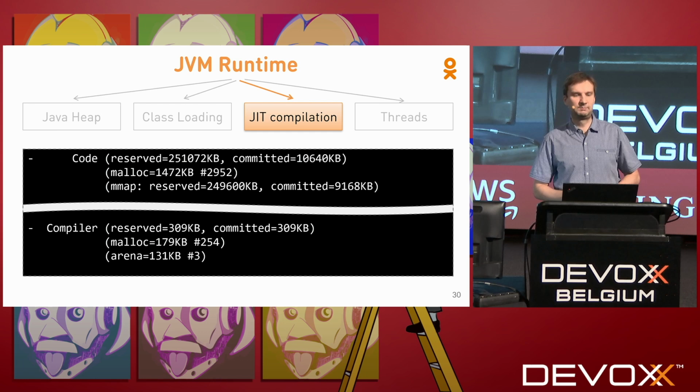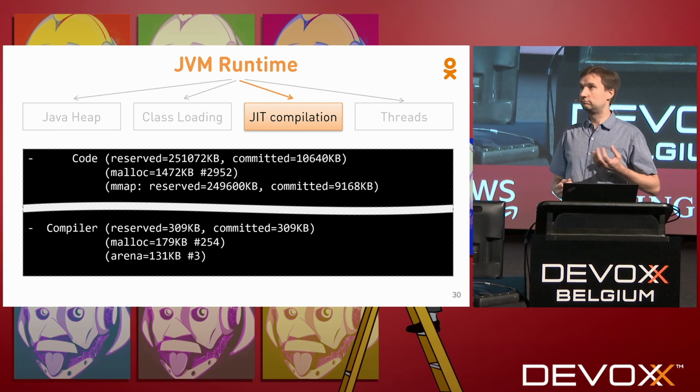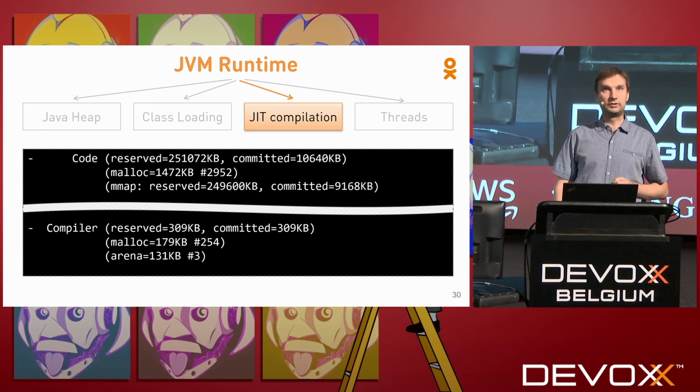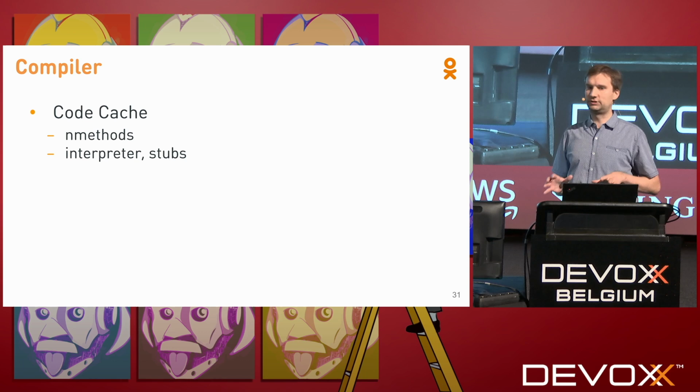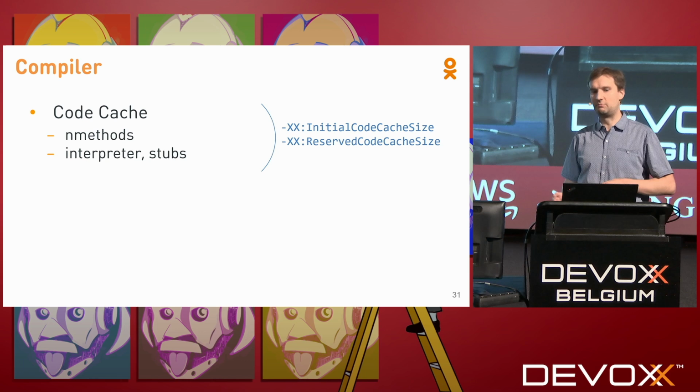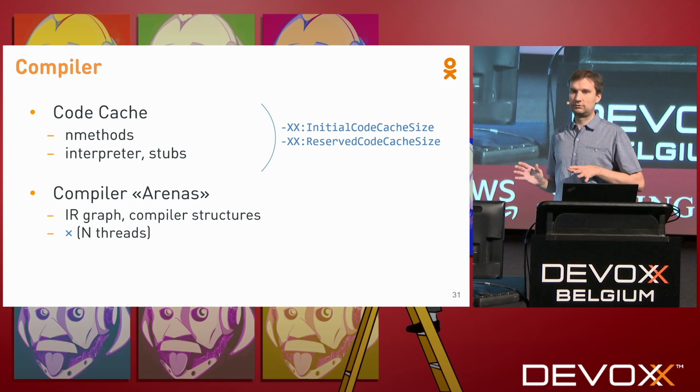But that's all about metaspace. What else contributes to the JVM footprint? The JIT compiler. Again, there are two sections devoted to JIT compilation, the code and compiler. The code cache is where the compiled code resides, but not only the compiled methods. Even if you turn off JIT compilation completely, the interpreter and some runtime stubs will also go to the code cache. These two options control the initial and the maximum size of the code cache. But again, like with garbage collection, there is another section.